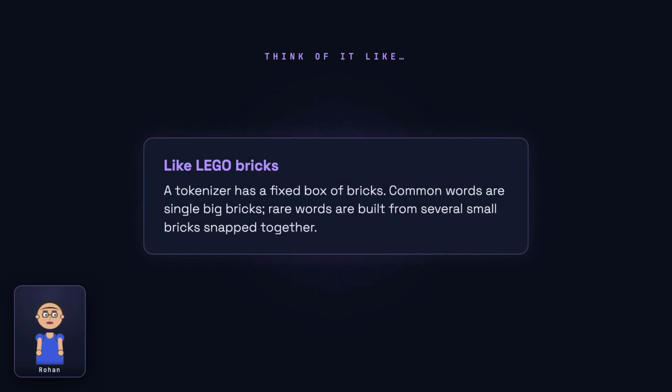Think of a fixed box of Lego bricks. The tokenizer's vocabulary is that box, a set list of pieces decided ahead of time. To represent any text, it snaps together bricks from the box. Common words get their own big single brick. Rare words don't have a brick, so they are assembled from several smaller ones.